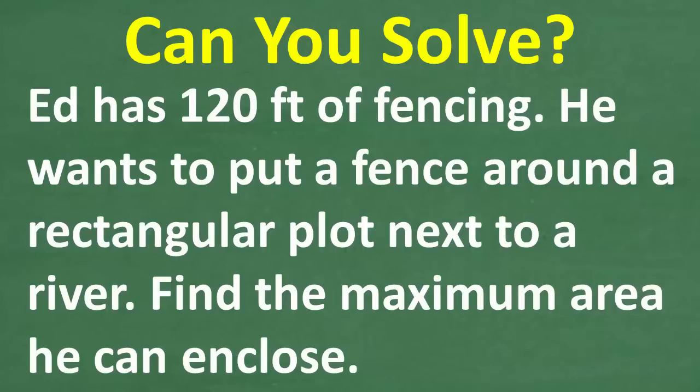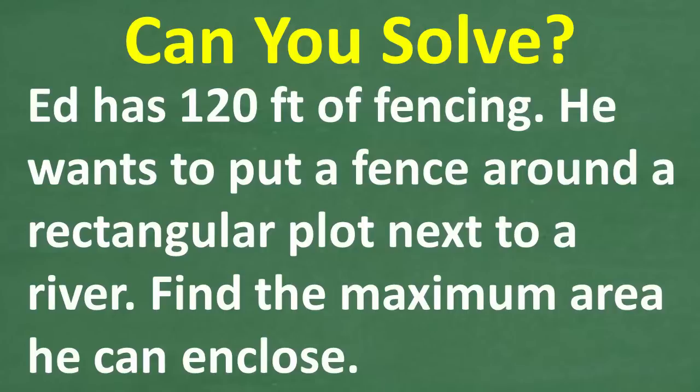All right, let's take one more look at the question. So Ed has 120 feet of fencing. Now, we're talking about obviously some sort of fence, like a chain link fence probably is the most likely scenario. And he wants to put a fence around a rectangular plot of land next to a river.